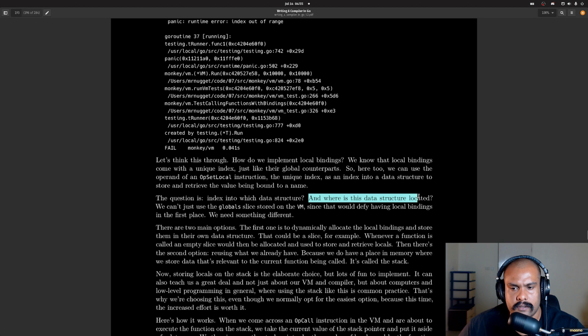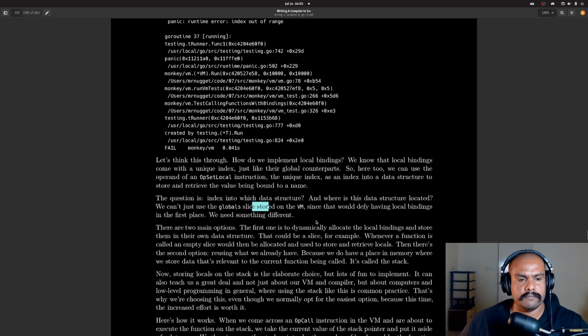And where is this data structure located? We can't just use the global slice stored on the VM, since that would defy having local bindings in the first place. We need something different.